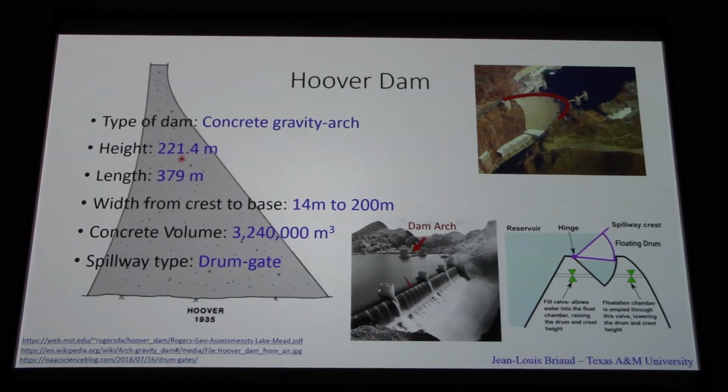A few things, the height is 221 meters. Remember the Teton Dam, which is the other dam that we've discussed, was 100 meters. So this one is 2 times higher. The length is relatively, as I said, fairly narrow, 379. The width at the crest is about 14 meters. You have a road that goes over the top. But at the base, it's 200 meters. So this is the cross section here, very wide at the bottom and narrow at the top. Volume of concrete, about 3 million cubic meters. And then the spillway that's right here is a drum gate spillway.